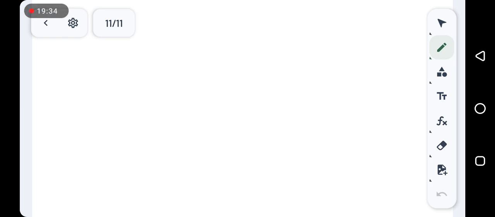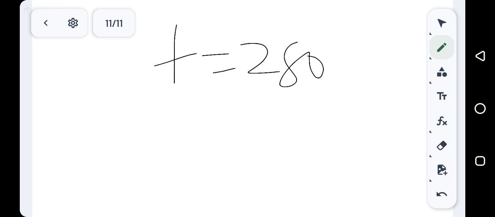Here is another question. In a resonance tube experiment, if the fundamental frequency of the sound vibrating a column is 280 Hz, then what is the frequency of the third overtone?